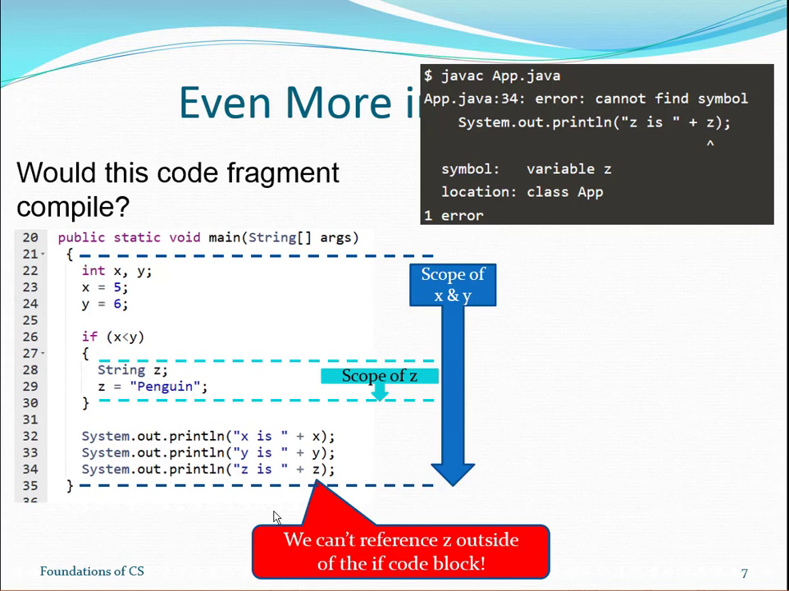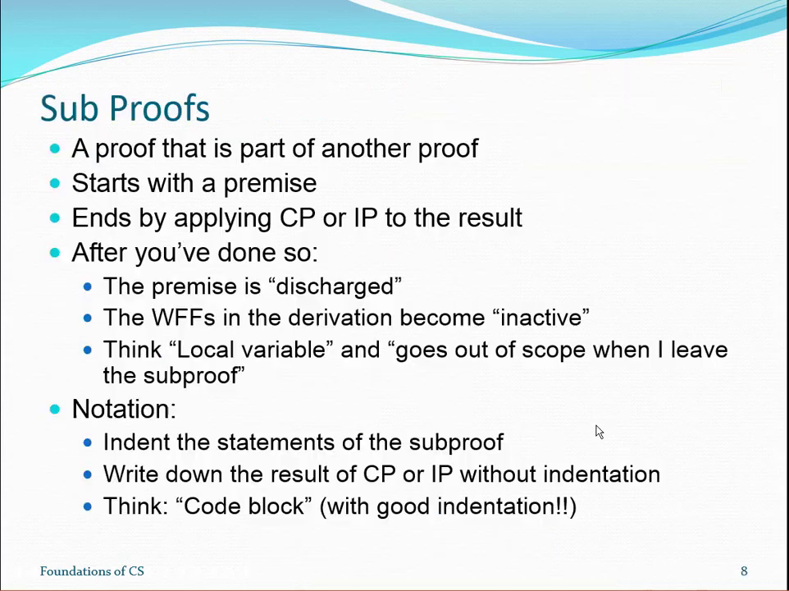And I'm showing you this example because when we do subproofs, the subproof block is going to go out of scope. All the premises that we made, and all the lines of sort of code in there that we wrote, all the logical conclusions, are going to go out of scope when we leave the subproof.